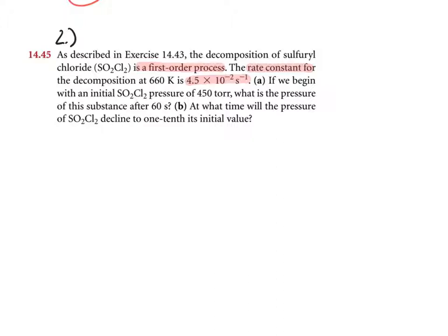If we begin with the initial concentration, or the initial pressure in this case is 450 torr, what is the pressure of this substance after 60 seconds? Now, first order means that I'm looking at ln of p at time 0 minus kt is equal to the natural log of p at time t. Because first order rate log graphs, when you graph them in a linear form, have natural log in their formula.